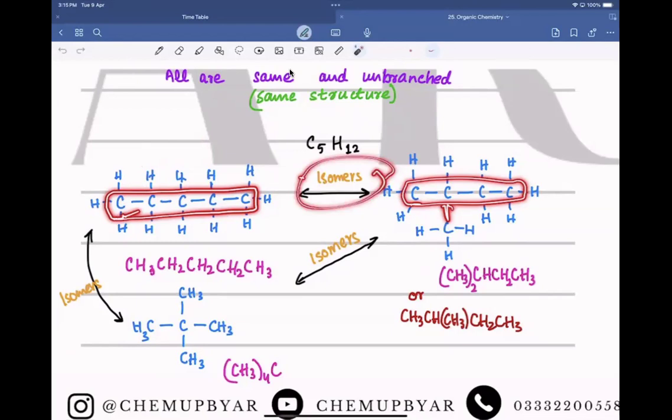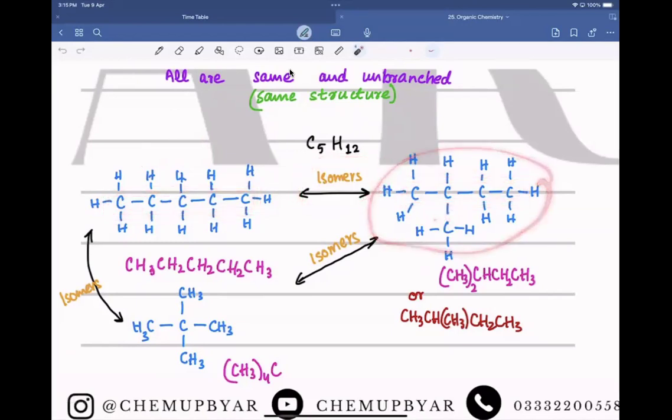Now, how can I make another isomer from it? See, there are 4 carbon atoms in a straight chain and 1 in a branch. So I'll keep 3 carbon atoms in the straight chain and then move 2 carbon atoms, one above and one below, to the middle one. So another branch structure is formed. If you see, this structure is different from the other two. So it shows that there are 3 isomers. Is this understandable?